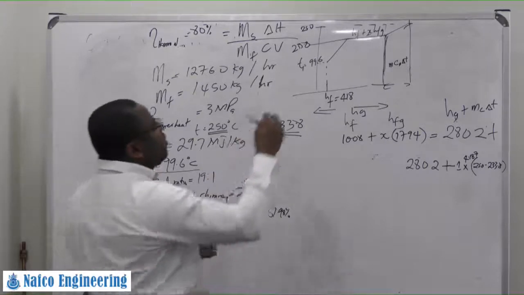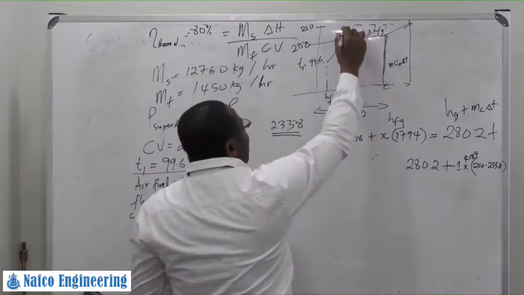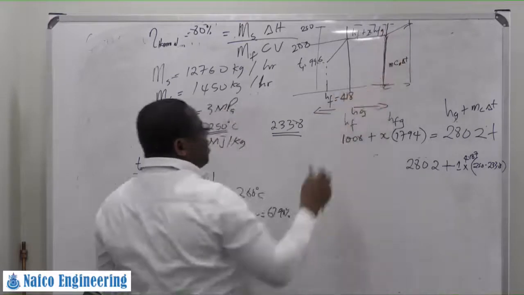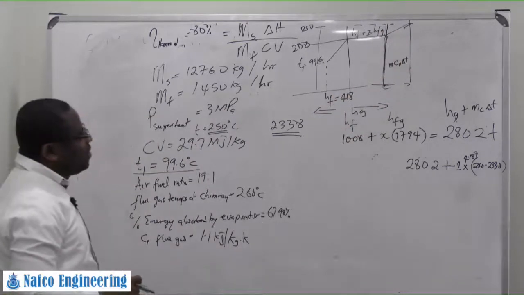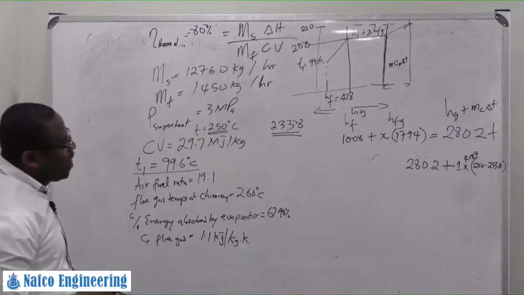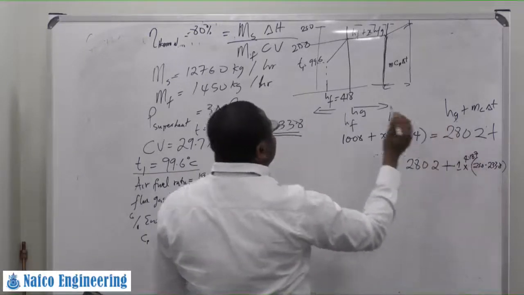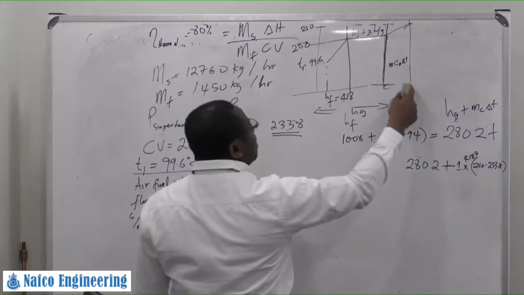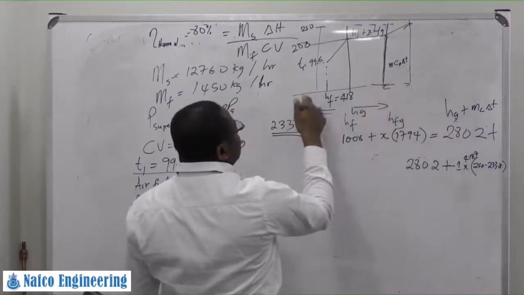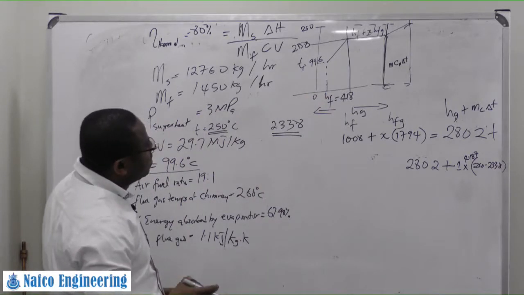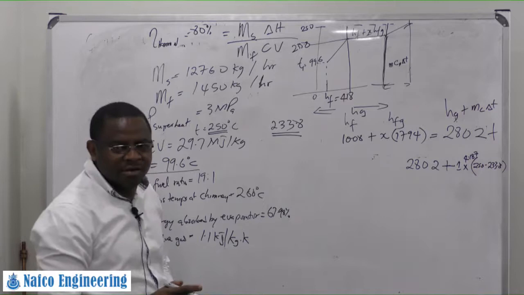If I want to know the condition of the steam here, I just want to cut off just here and equate. So if I do this plus that, what we have here is all the way from here to zero. Yes.